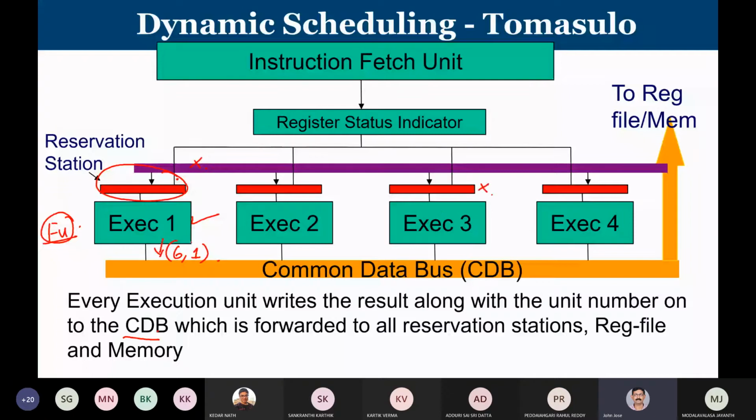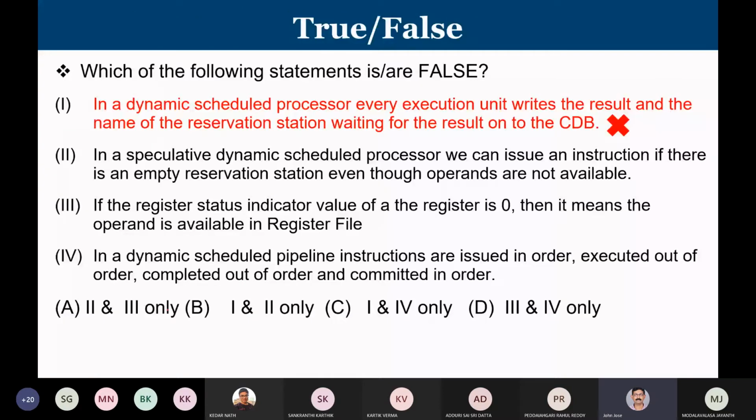So every execution unit writes the result along with the unit number to the CDB, which is forwarded to all reservation stations, the register file and memory. Looking at that, the first statement is wrong. It mentions the name of the reservation station along with the result, and that is wrong. It is the name of the functional unit that produces the result. Now let us go into the second one.